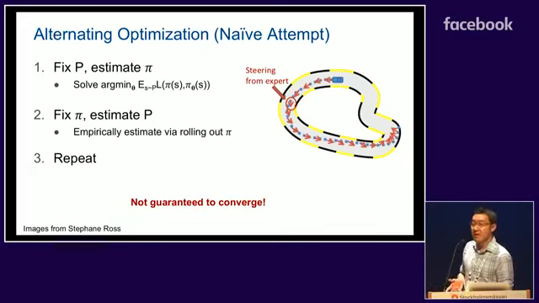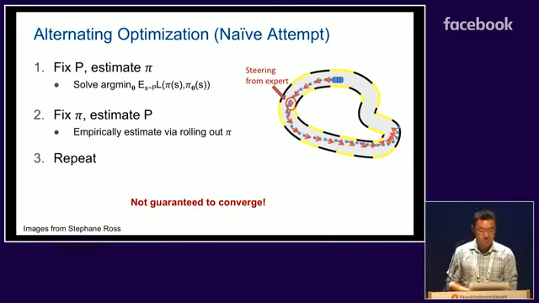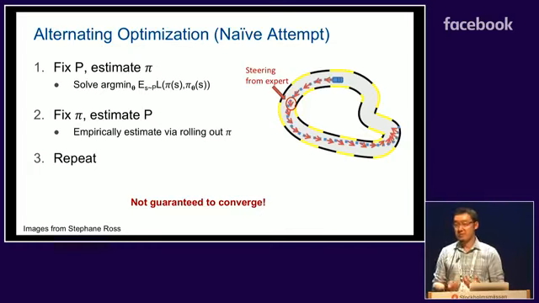This does not work because it is not guaranteed to converge. We can oscillate, right, between a p and a pi, because we've forgotten the earlier mistakes that we've made in this process. So in some sense, we need to remember all the mistakes that we've made in every step of learning.